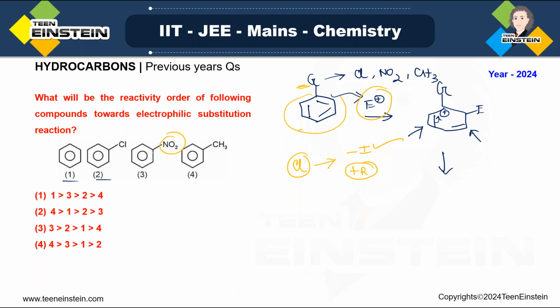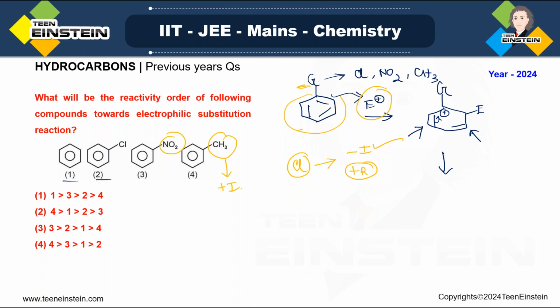Now come to the NO2 group. Now this is very electron withdrawing. It has a minus I effect, minus R effect. Very highly electron withdrawing group. So maximum effect you will get for NO2, where it will decrease the reactivity towards E plus. And what about CH3?